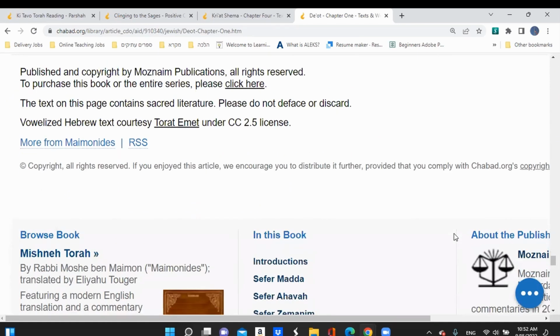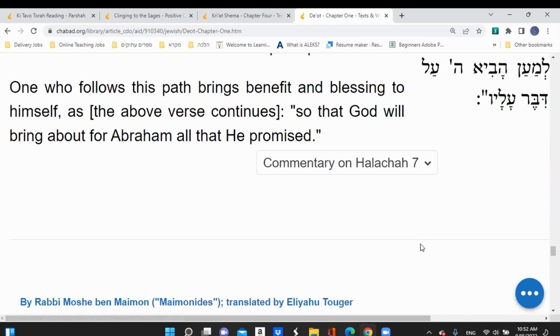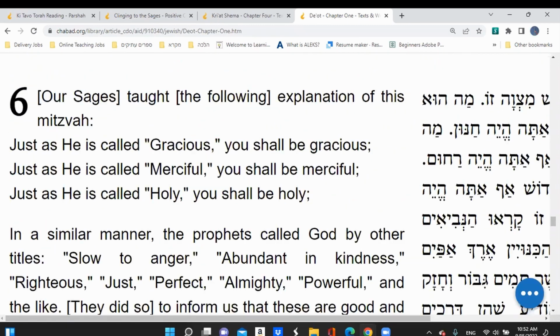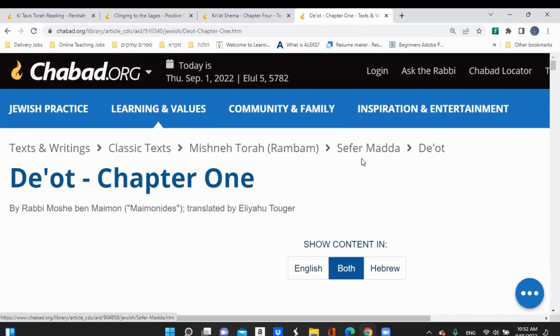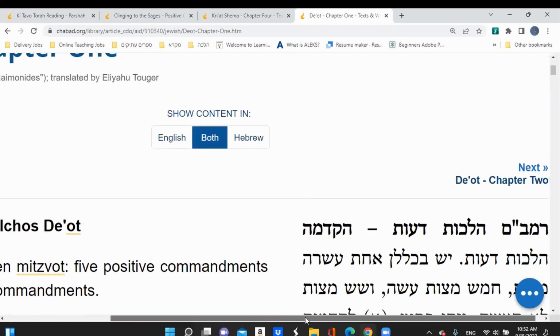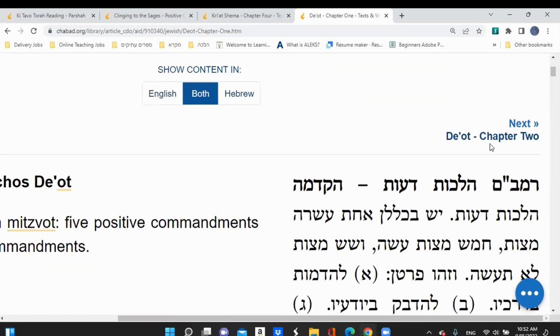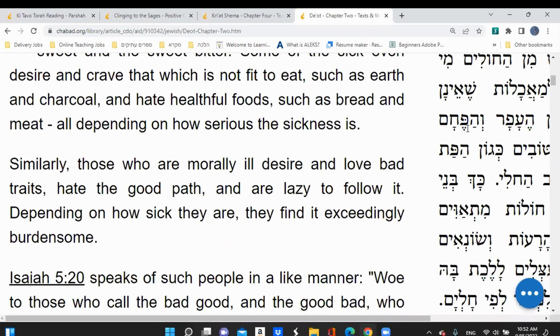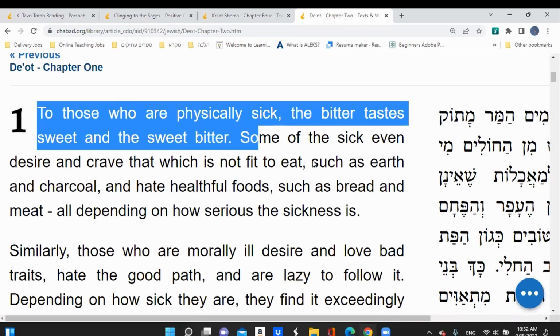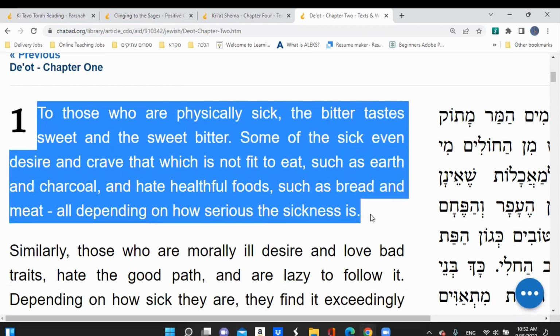All right. Okay, so that ends this chapter. Let's read the first halakha of the next chapter. Where is it? There it is, over here. And then that will be it for today. Okay. Who would like to read the first paragraph of chapter 2 in Hilchot Deot? Rabbi, can I read?